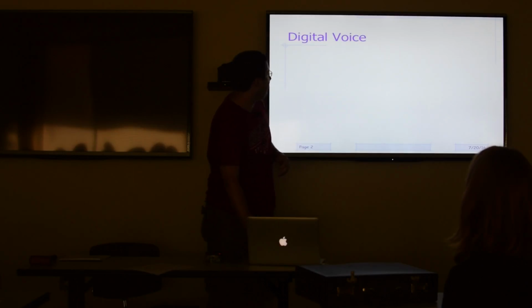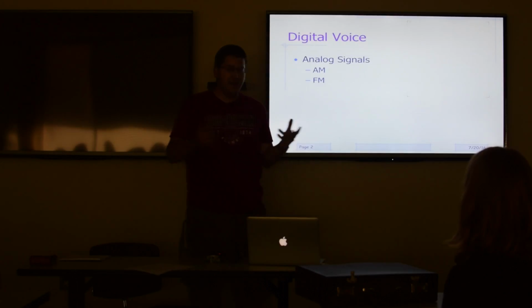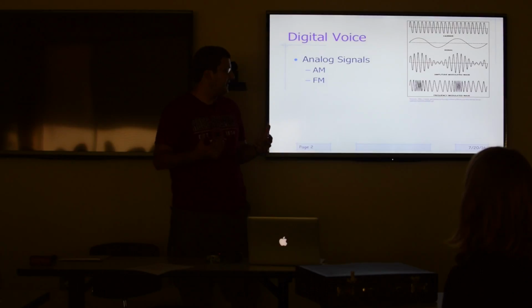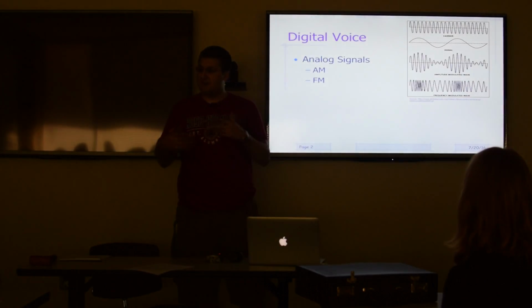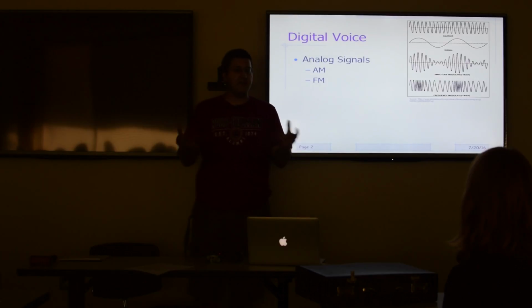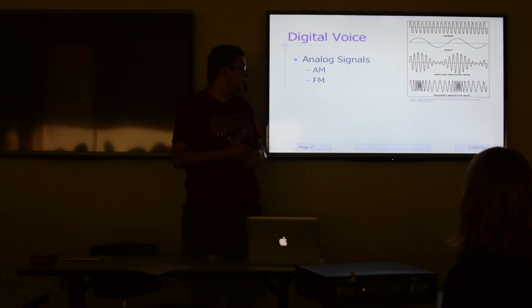So digital voice. What do we think of when we think of digital voice? Well, we sort of know what analog signals are, right? You have your amplitude modulation, and then you also have your frequency modulation. Those are sort of the two most common derivatives of communication in amateur radio. FM's common in your HTs. AM, or its derivative, single sideband, is very common on HF.